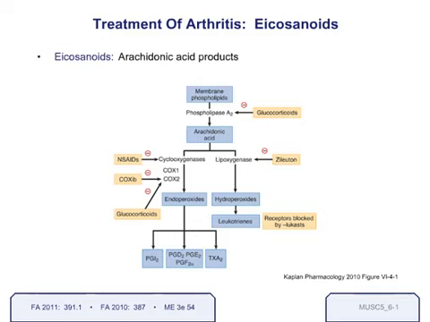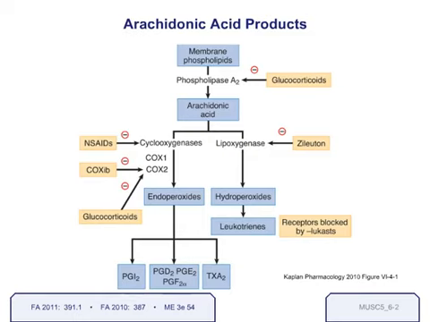The way this works and the way that these eicosanoids are produced is that in the membrane of cells in your body, you have a membrane lipid called phosphatidylinositol. This membrane lipid gets converted into arachidonic acid by an enzyme called phospholipase A2. So phospholipase A2 takes these membrane lipids and converts them into arachidonic acid.